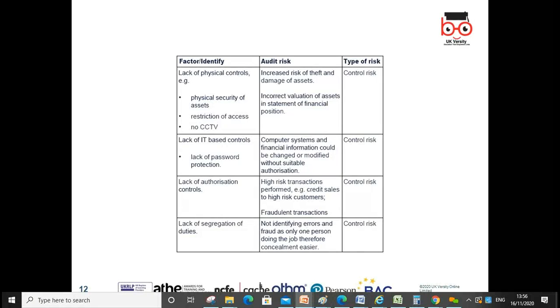Lack of segregation: errors and fraud are not identified, and with only one person doing the job, concealment is easier. One person raises the purchase order, the same person works in the warehouse, the same person is doing finance. So this is more risk.